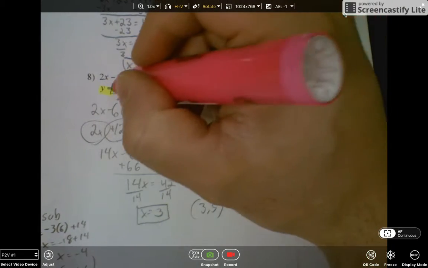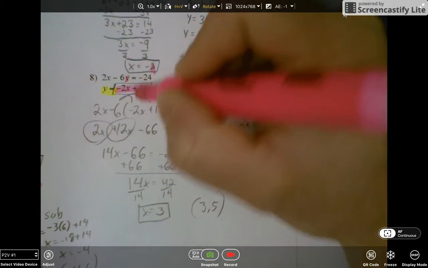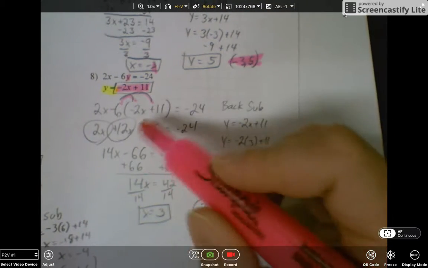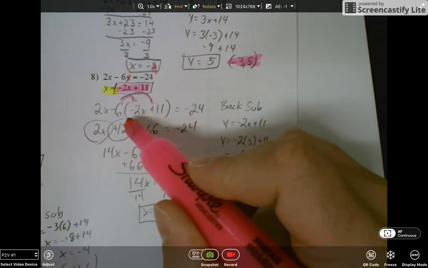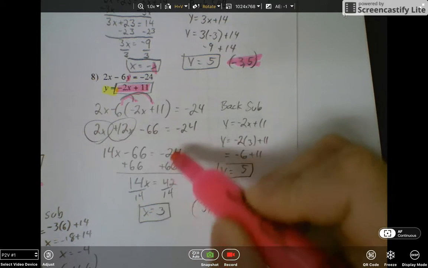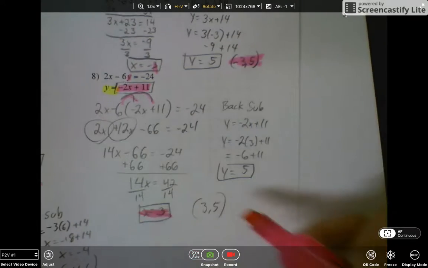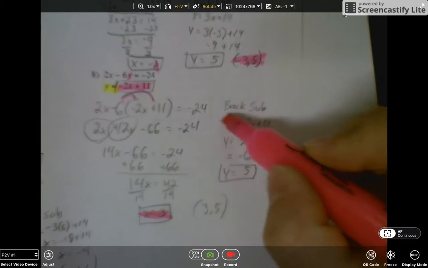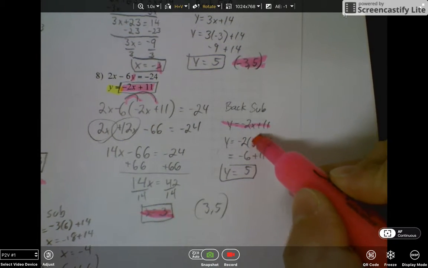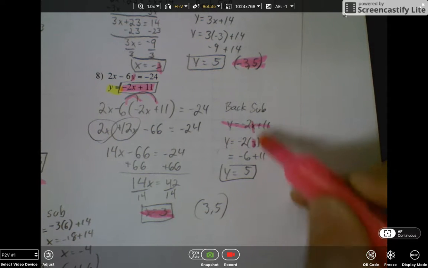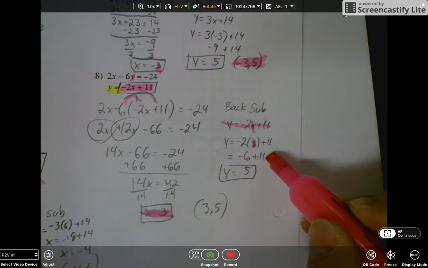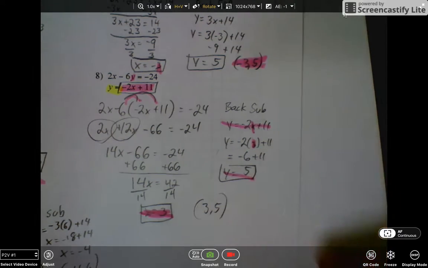We're going to start with my y equals, substitute it there, distribute both times. Combine like terms, 2x and 12x is 14x. Add 66 and divide by 14, you get +3. Excuse me. I chose my y equals equations to back sub, so in place of x, I'm going to put a 3. That's -6 plus 11, which is 5.